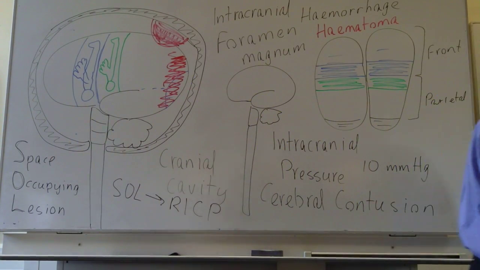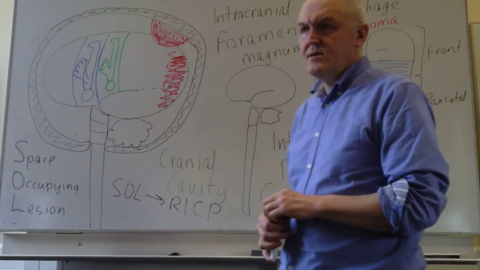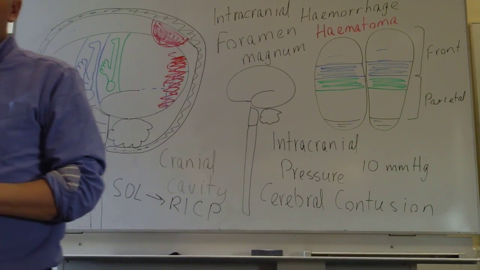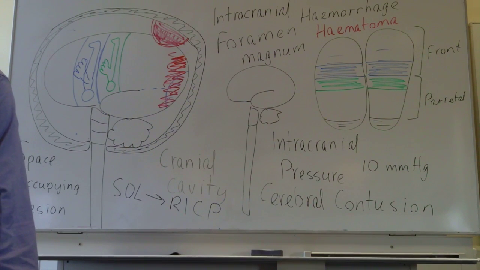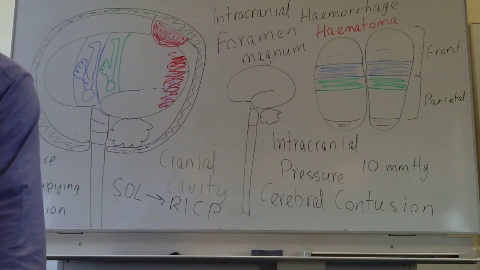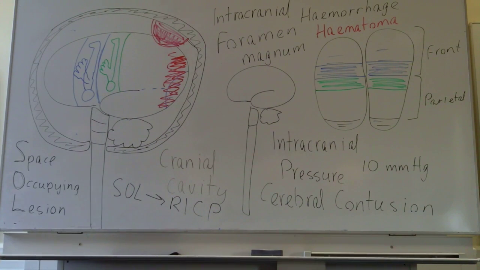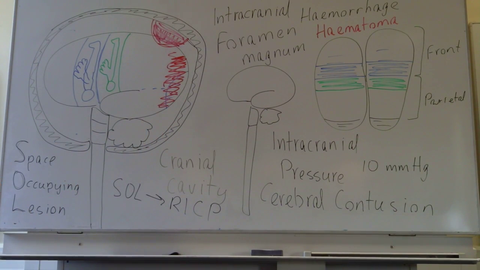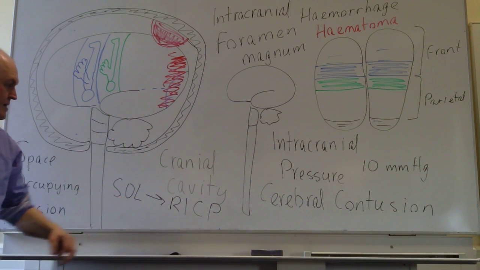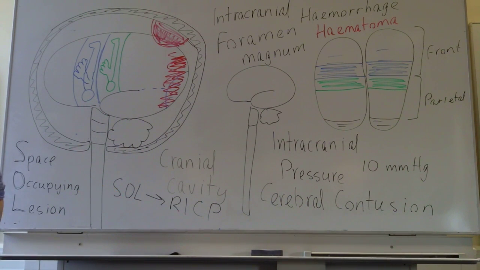So the sequence of events is, there is a head injury. That can lead to an intracranial lesion, such as a cerebral contusion or an intracranial hematoma. If the space-occupying lesion grows beyond a certain point, the cranial cavity can't expand, and that's going to lead to raised intracranial pressure. So SOL can lead to RICP, raised intracranial pressure.